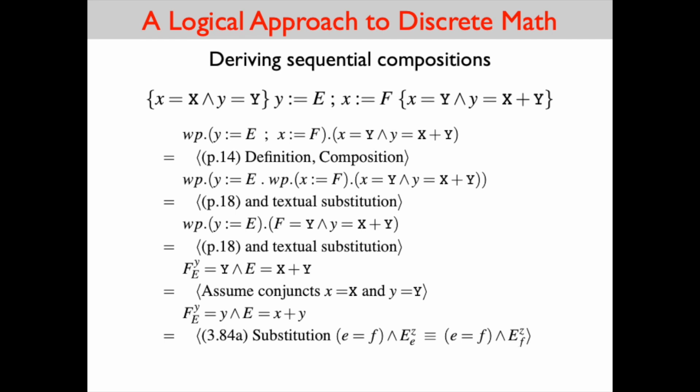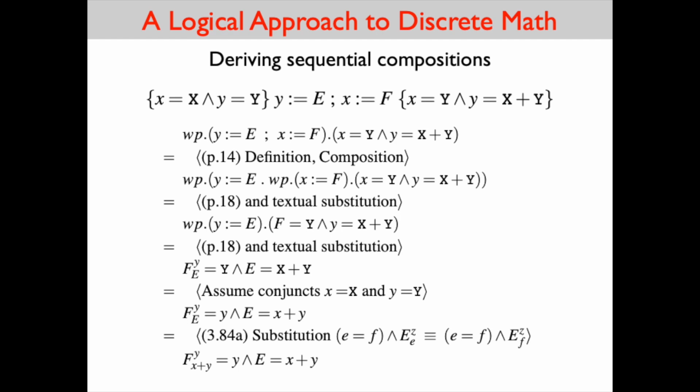So how do we apply 3.84a? Well, we bring down the E equals x plus y, and then in place of the big E in what we have, we replace that with x plus y. So consequently, the next line is F superscript y subscript x plus y equals y, and then we bring down that E equals x plus y. Because after all, this is basically substituting equals for equals, right?